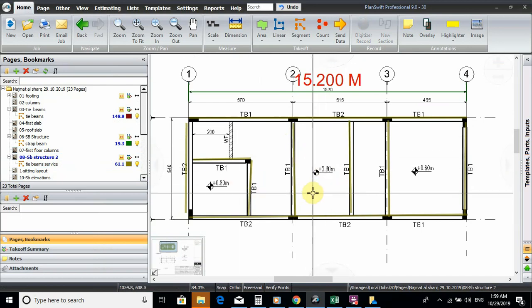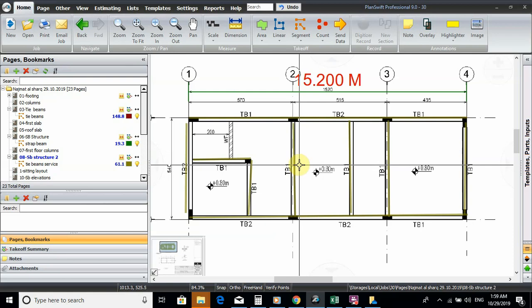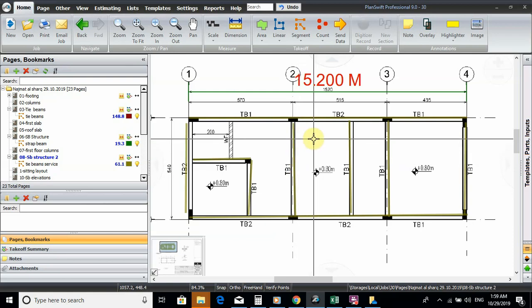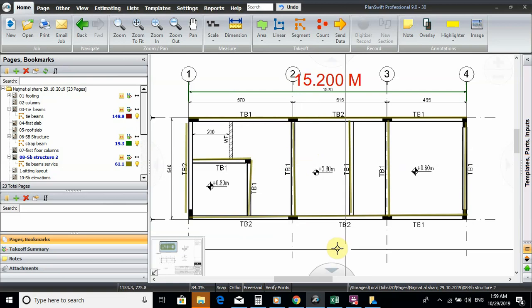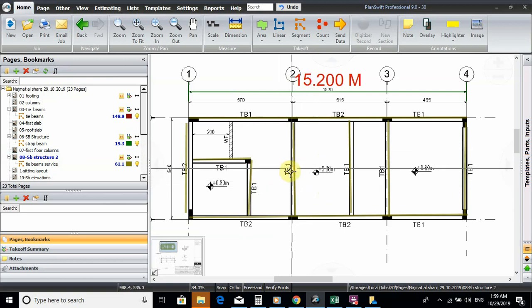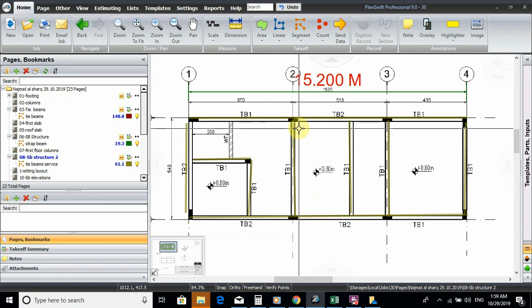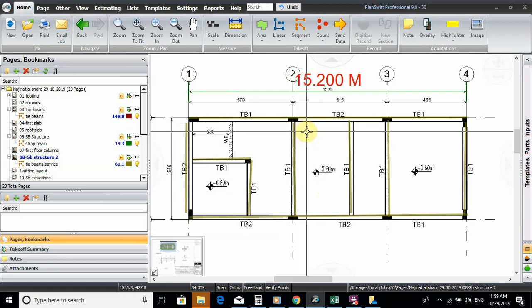Because the tie beam will be done above a PCC, and the strap beam will be done also above the PCC, although there is a strap beam also under this. So some people will take the PCC once. No, you will take it twice, my friend. Okay, cool. Let's go.